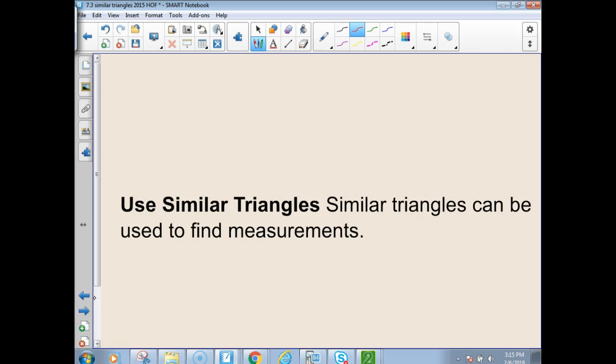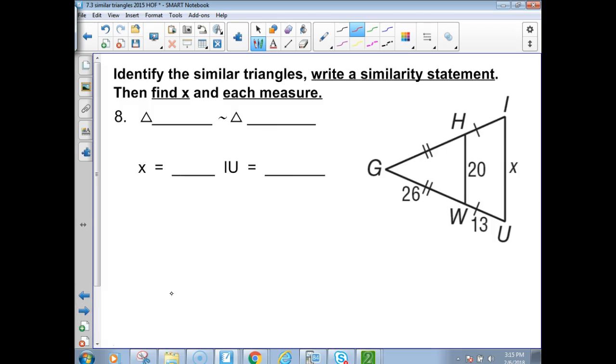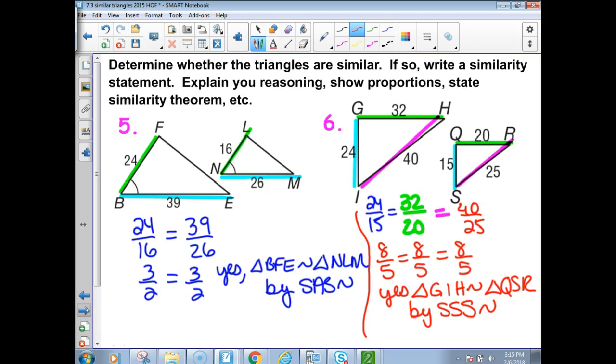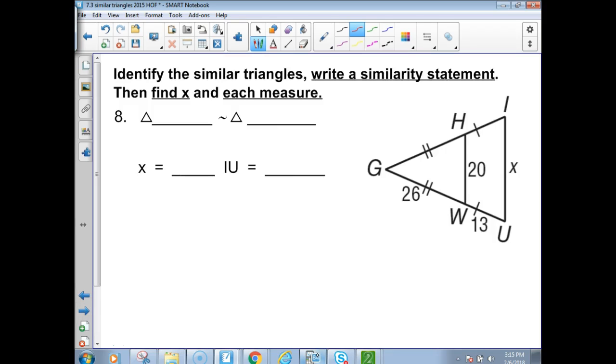7, use similar triangles to find measurements. Well, I don't know where 7 went. Do you have a 7? Or does it go right to 8? We probably put 7 in the ISN when we put together the packet. All right, identify the similar triangles and write a similar, same directions.